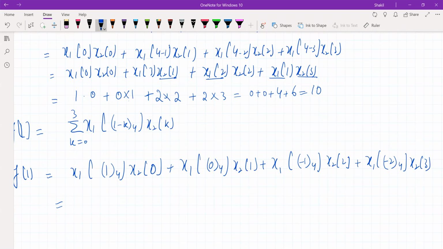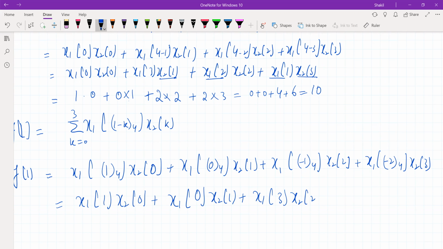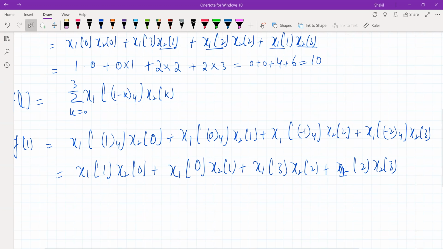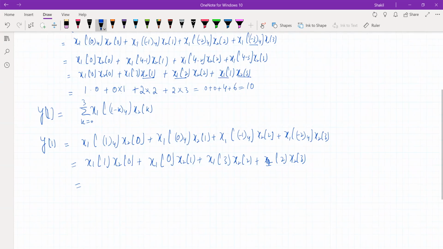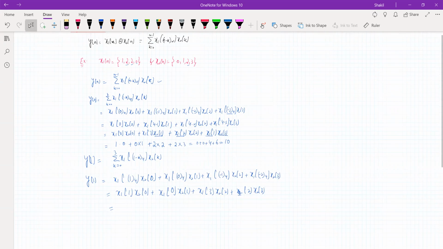Right, so let's evaluate it. Remember that 1 modulo 4 is 1, and 0 modulo 4 is 0. And how do we evaluate minus 1 modulo 4? We add 4 to it, so it will be 4 minus 1, that's 3, x2 of 2. How do we evaluate minus 2 modulo 4? We add 4 to it: 4 minus 2 is 2, so it will be x1 of 2, x2 of 3. Okay, now substituting the values. What are the values? Let me copy the values here.